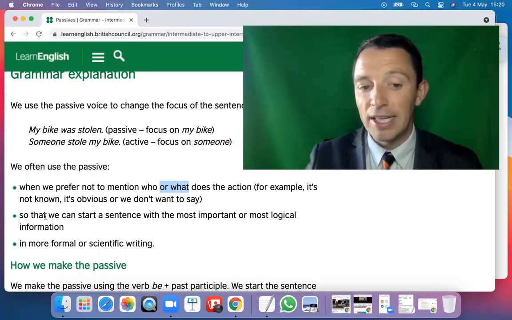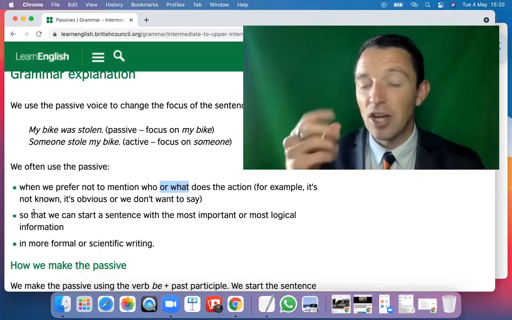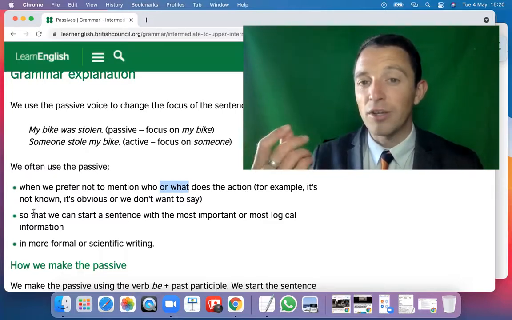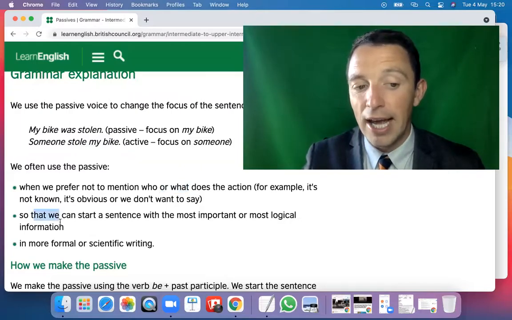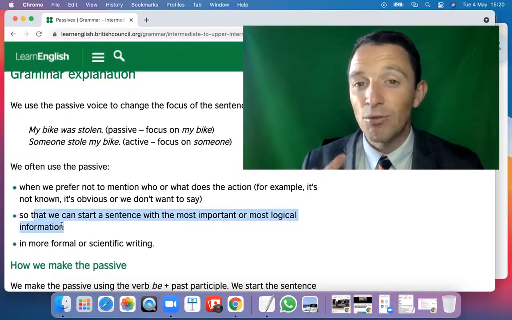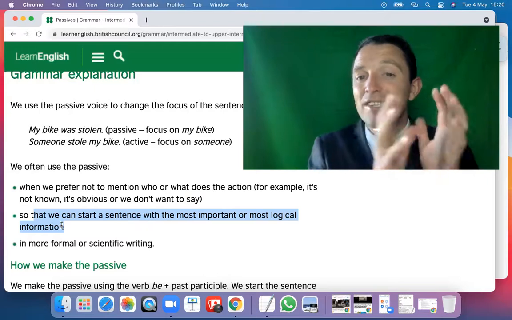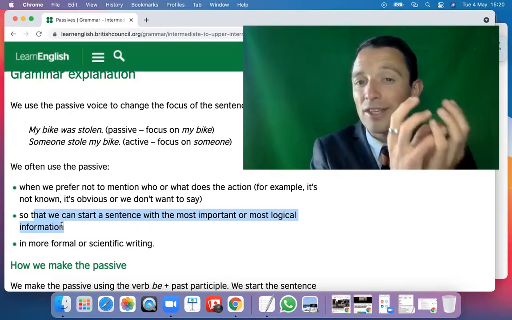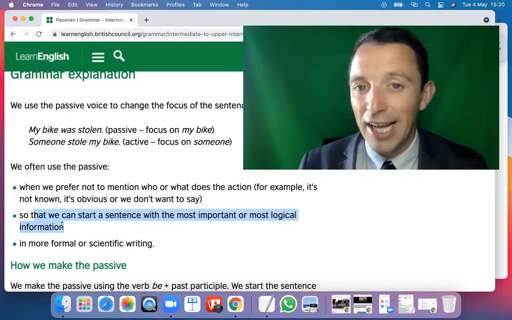The second possibility is that we can start the sentence with the most important focus. And that's probably the big use of the passive. So when you want to start the sentence with the most important topic, sometimes you need to create the passive structure.